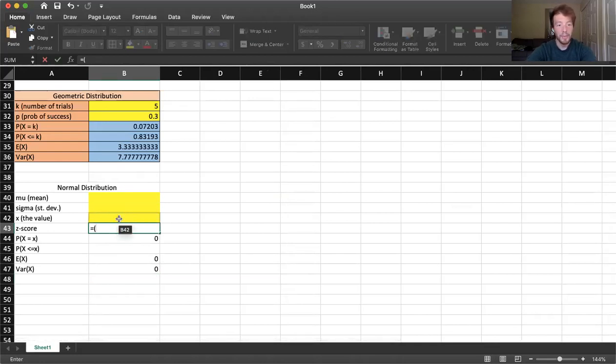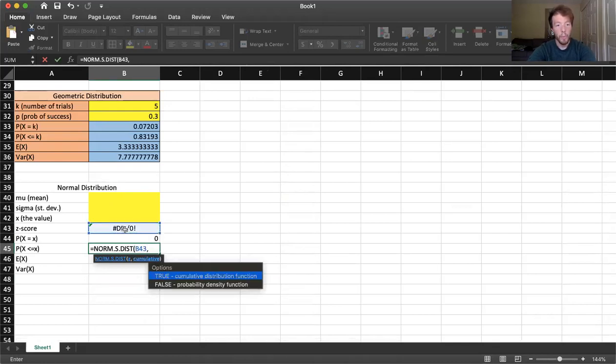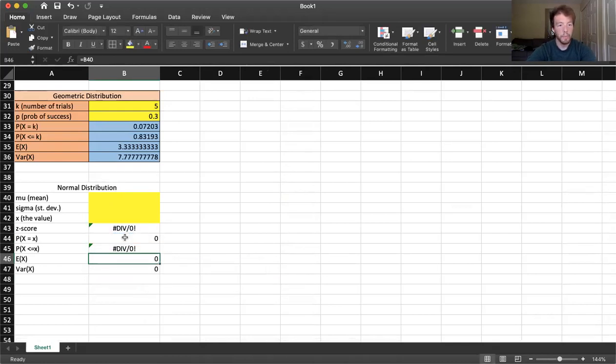It's going to be our x value minus our mu value divided by our standard deviation value, right? That gives us a z-score. And then the normal cumulative probability is going to be norm.s.dist of our z-score, and then 1 because we want cumulative. Okay? Actually, I might go ahead here.